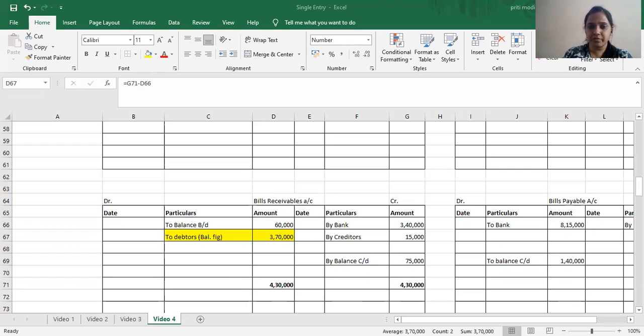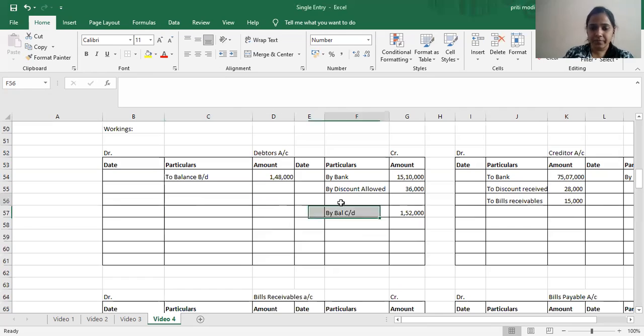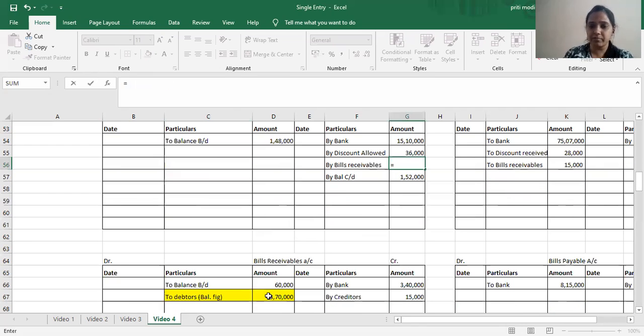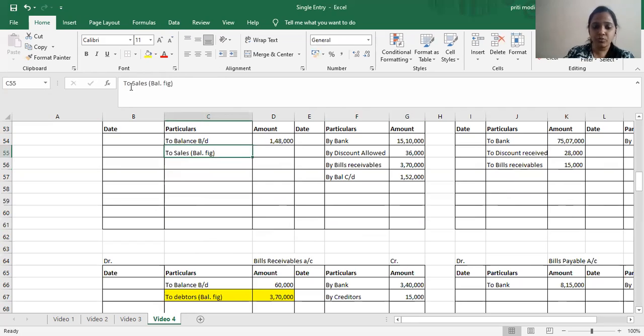So we are posting the figure to our debtor account. 3,70,000 over here, by bills receivables. That is the reason the video number 3 was done, so that you understand the concept. 3,70,000 is posted. So now we will have our sales balancing figure. Rather, we should write over here, credit sales.